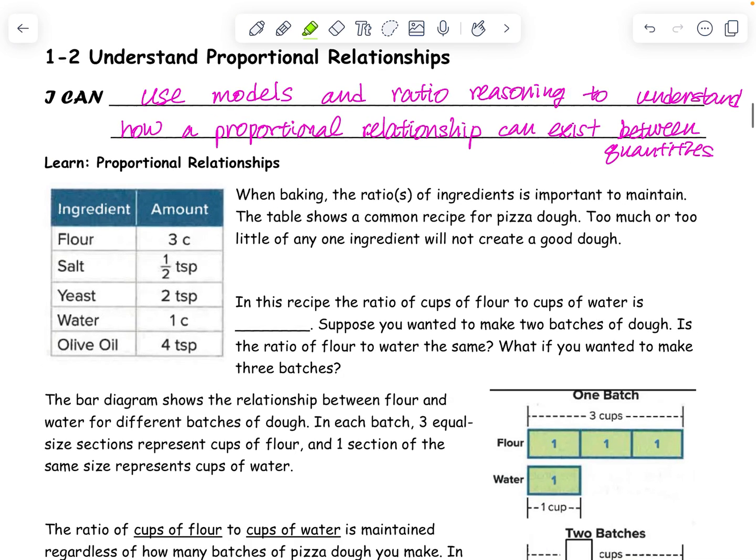So when baking, the ratio of, grab this. I want to grab this pen. Hold on. Sorry about that.